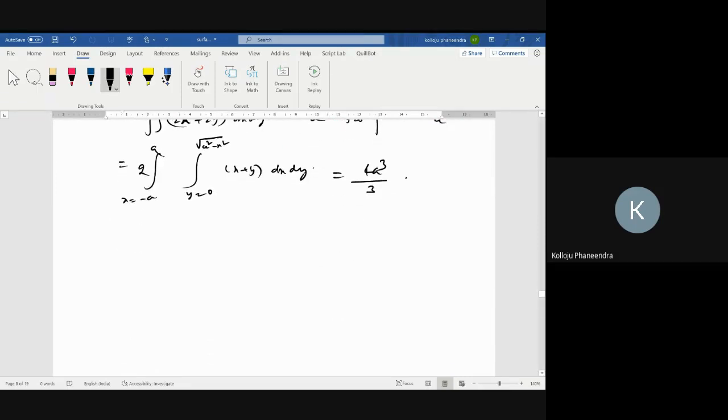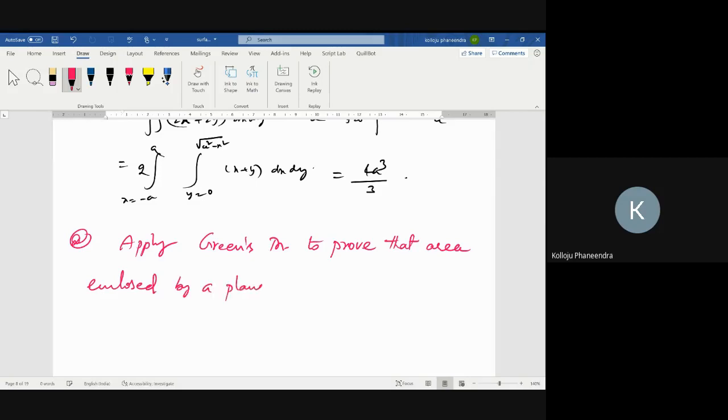And the next one: apply Green's theorem to prove that the area enclosed by a plane curve is 1 by 2 times the integral over the closed curve C of x dy minus y dx. Hence find the area of an ellipse.